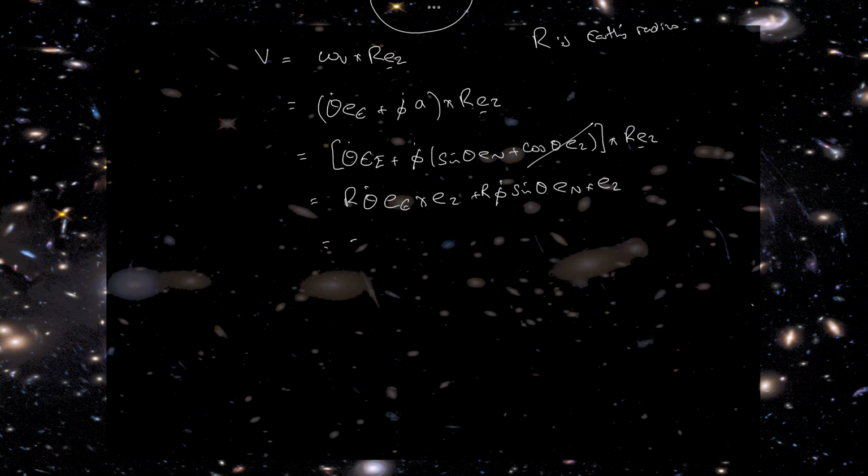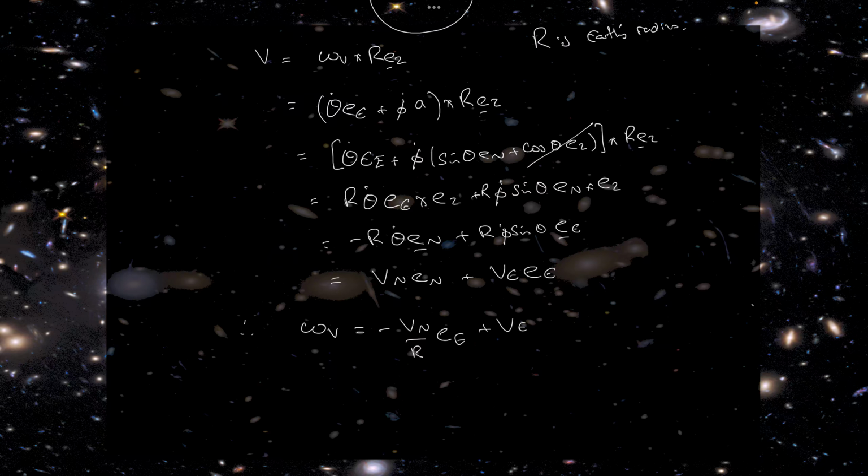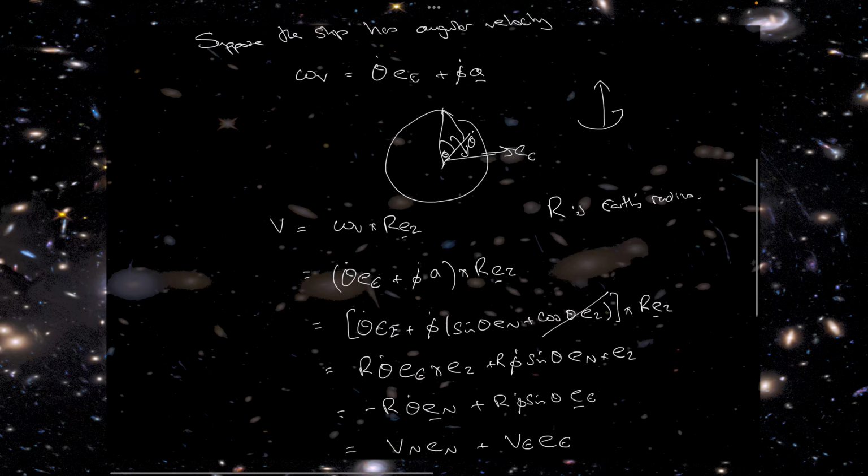And east cross z is minus E north, so we get minus r theta dot E north plus r phi dot sine theta. E north cross Ez is E east. And so that's V north E north, V east E east being the components of velocity. And therefore omega v I can also write as minus V north over r times E east plus V east over r sine theta times A, and that's coming straight from this expression.